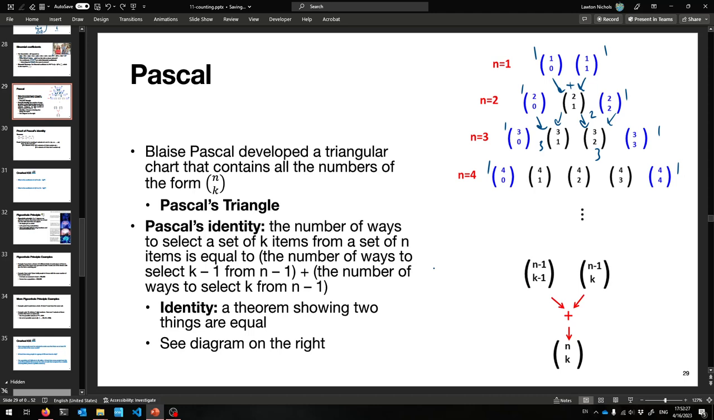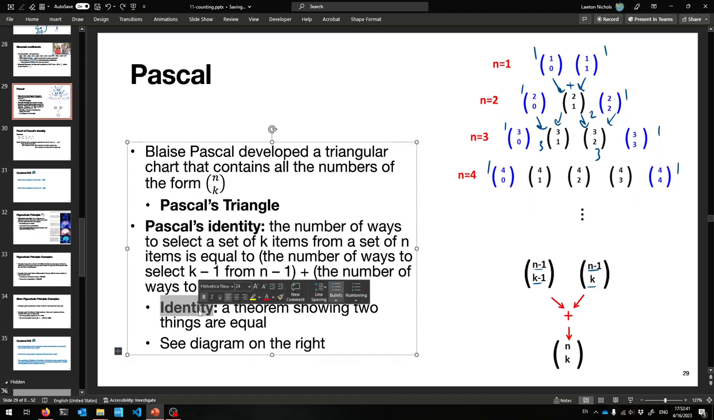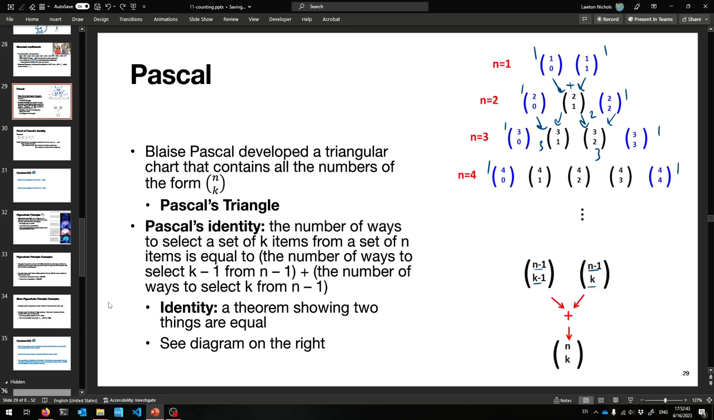And so that's your identity. Out of smaller pieces up top, you can build the next bigger one. So this is not only a recursive definition, but it's Pascal's identity. It's why the triangle works, which is really cool. The word identity, by the way, just means that things are the same. They have the same identity. They are equal. And so that's the idea. And I want to prove that to you.